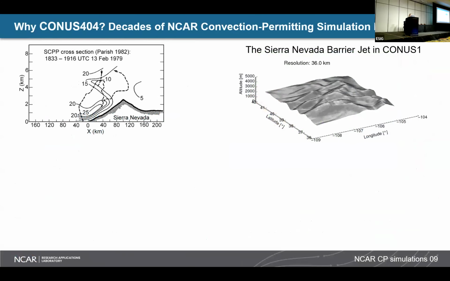Now, we have heard about the issues of topography. Justin made that really a big deal.